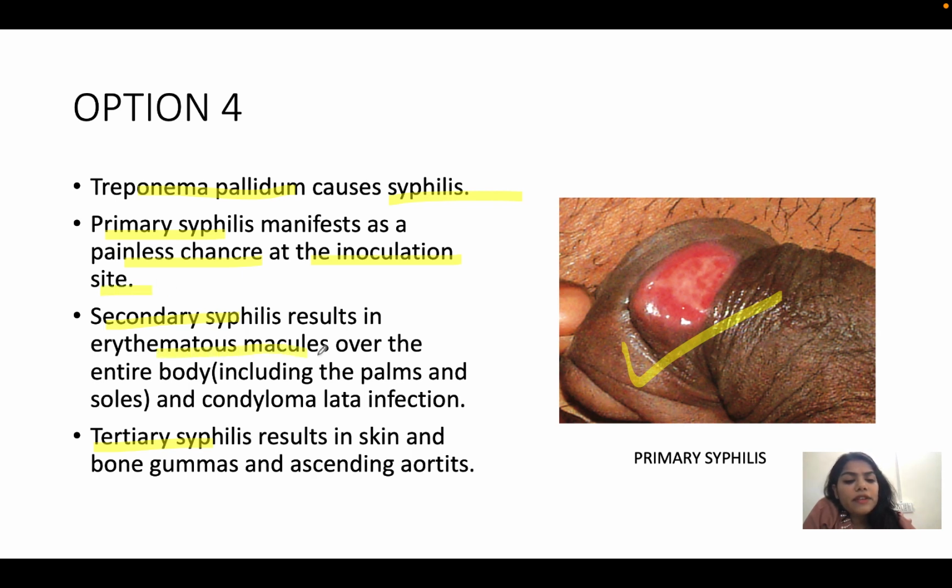Secondary syphilis results in erythematous macules in the entire body, and most importantly on the palms and soles, which are sites that must be seen, and it causes condyloma lata. Condyloma lata is the infection of the mucosa. Okay, it is the infection of the mucosa. The images are in the next slide. Tertiary syphilis results in skin and bone gummas and ascending aortitis.